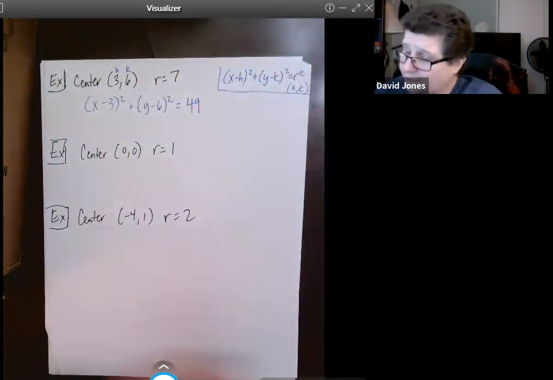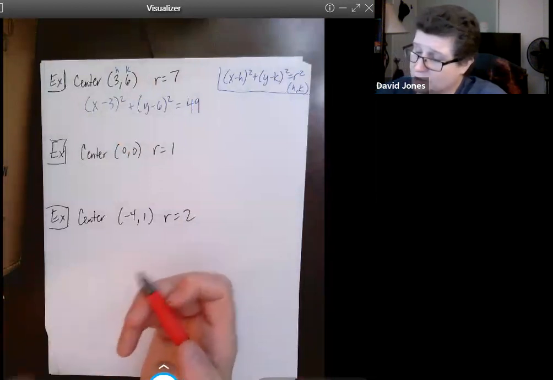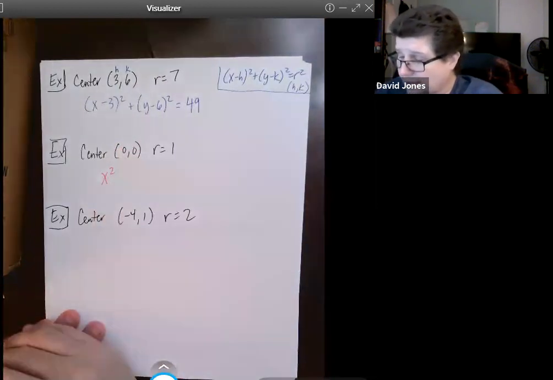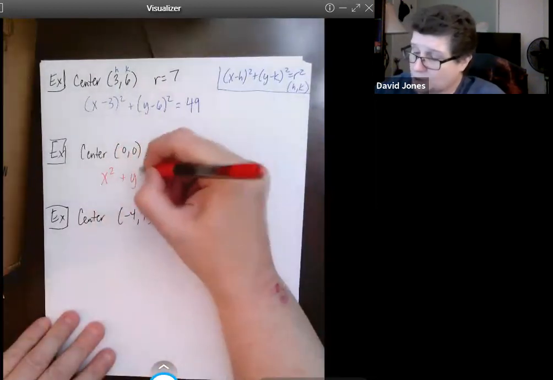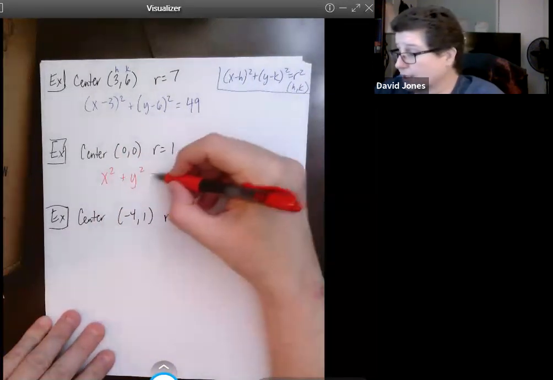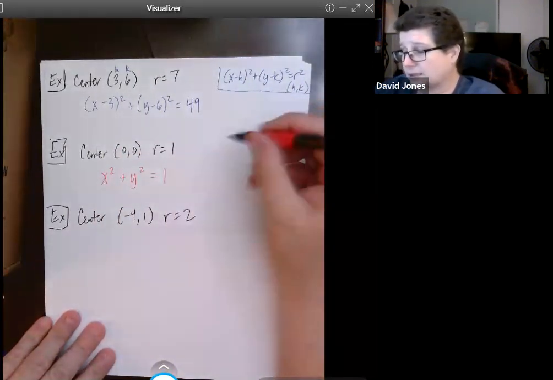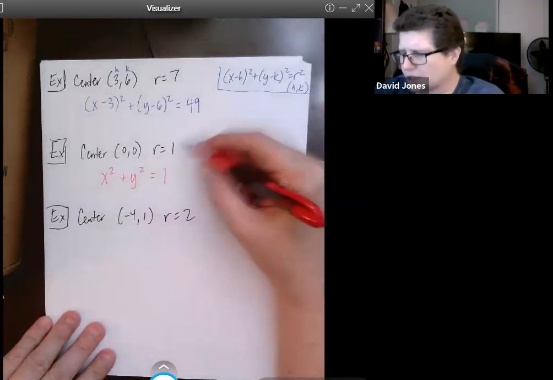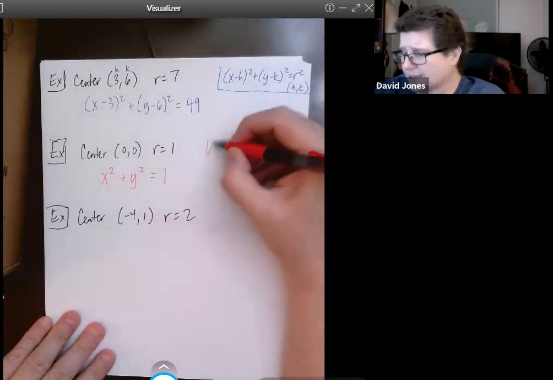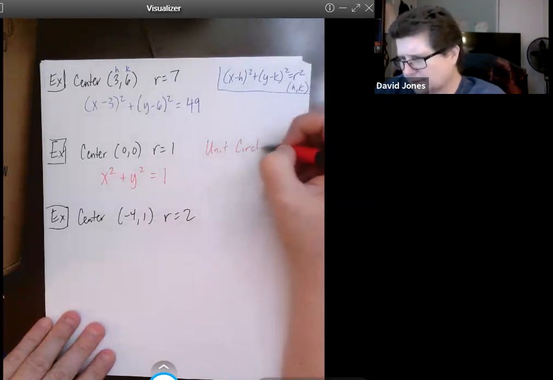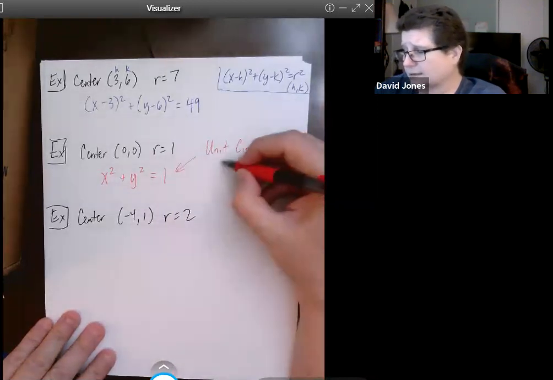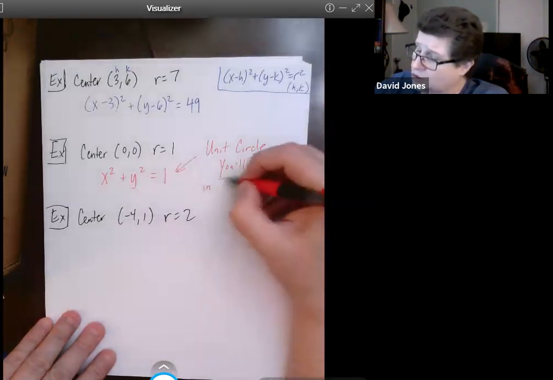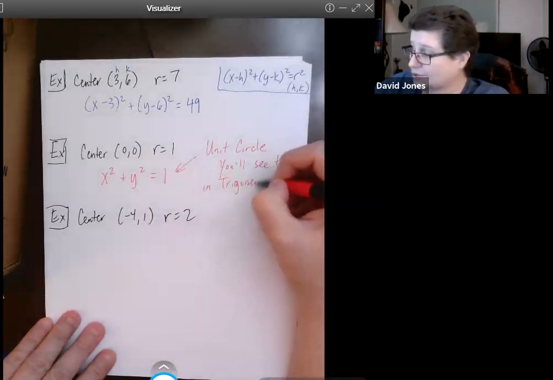If you do the same thing for the center at the origin, (0, 0), x minus 0 squared is just x squared. y minus 0 squared is just y squared. And 1 squared is 1. When we have the circle at a center of (0, 0), at the origin, with radius 1, we call this the unit circle. You'll see this a lot in trigonometry.